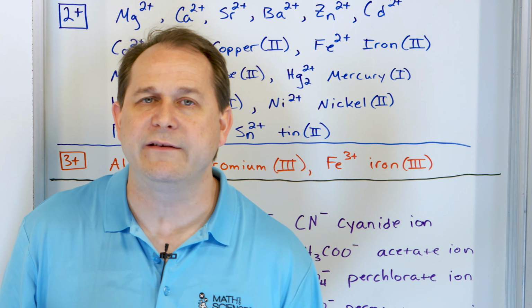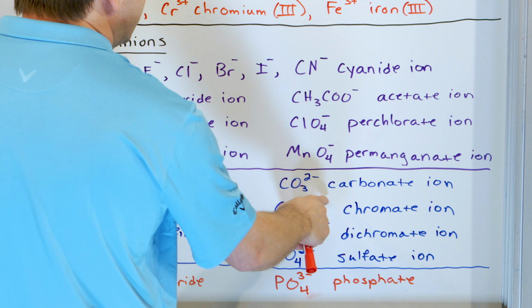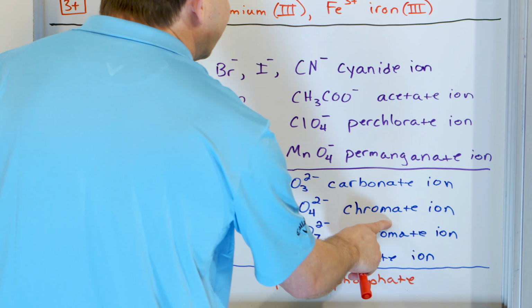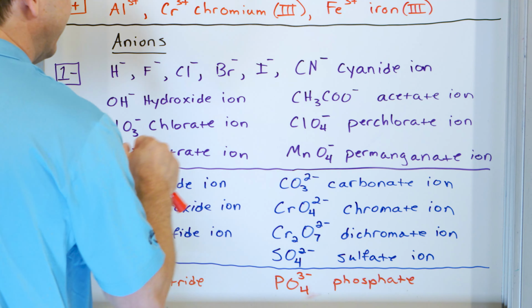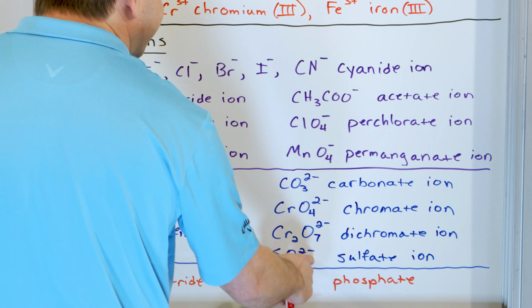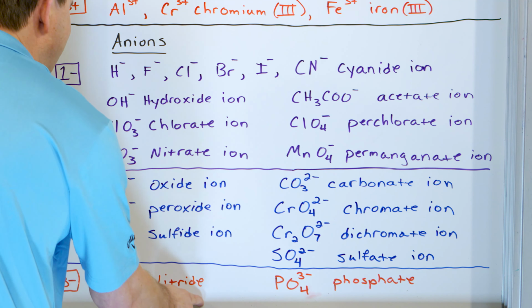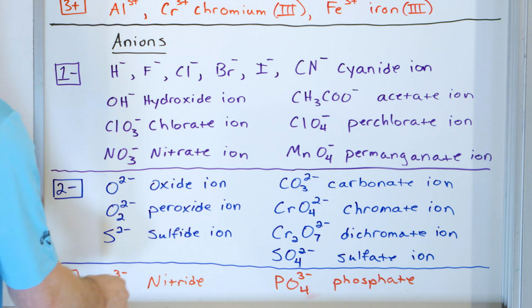We can predict that from the position on the table, but we have these other polyatomic ions. CO3 has an overall charge of -2, that's called a carbonate. CrO4 has an overall charge of -2, it's called a chromate, and then you have a dichromate, which is similar. Sulfate, extremely common, SO4 has an overall charge of -2. And then finally we have nitride, and then we have phosphate, PO4, -3.